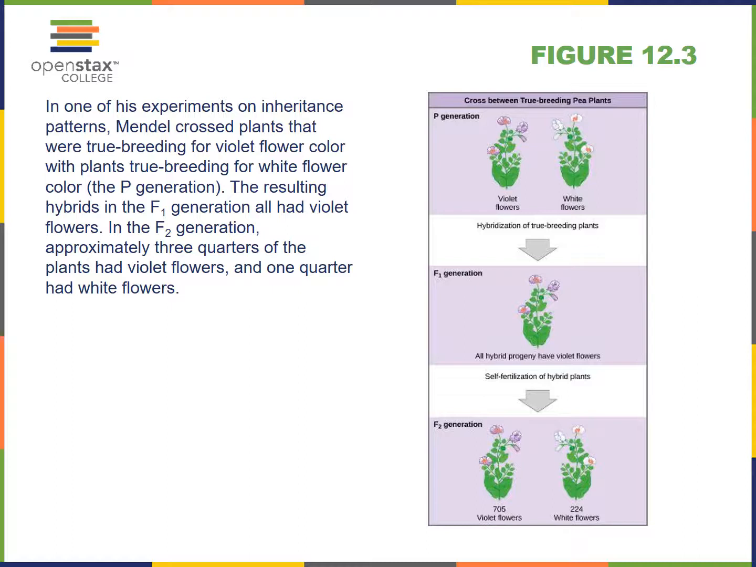For flower color, you got a 3.15 to 1, very close to 3 to 1. For plant height, he got a 2.84 to 1. That's very close to 3 to 1. So all these ratios are pretty close to 3 to 1.